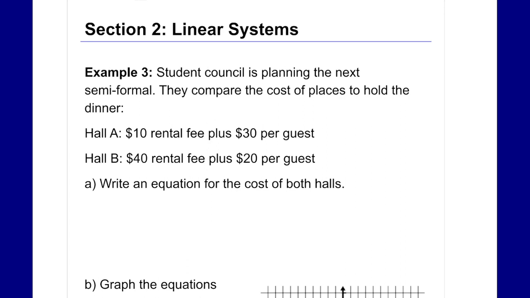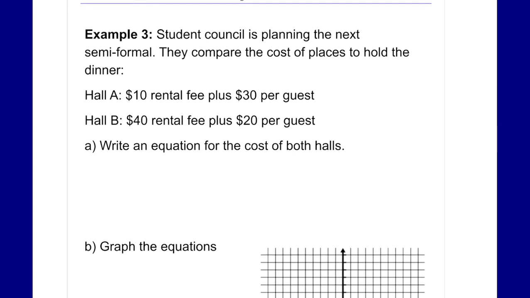So in order to do that, first thing we want to do is write an equation for each. So for Hall A, I want something in the form y equals mx plus b. So again, we have to think about what are we looking for, a multiplier and a constant.